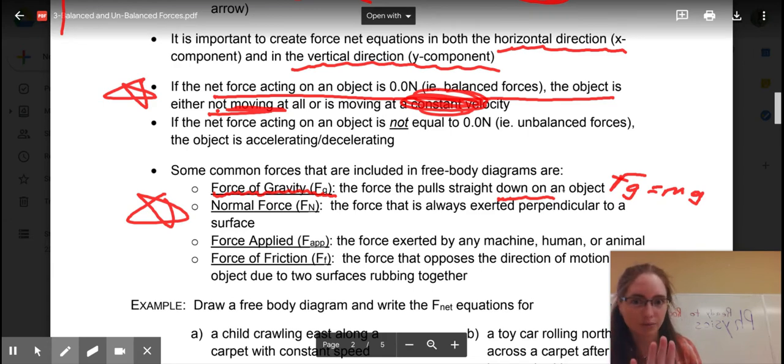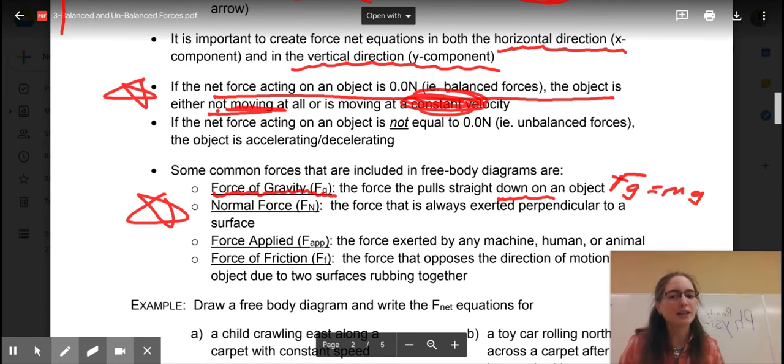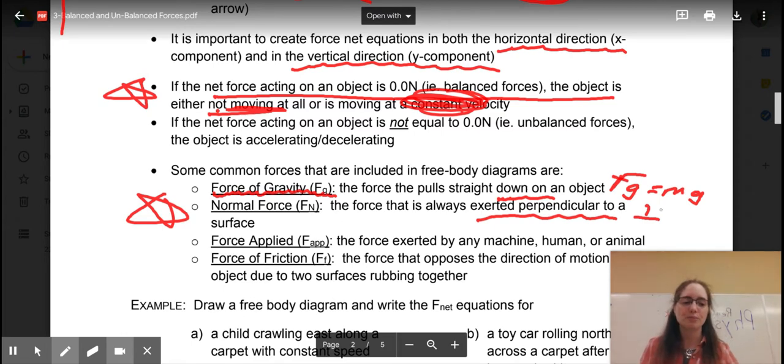Now, normal force. This is a new force, something we haven't talked about yet. This is the force that is acting in opposition to gravity. It's the force that is exerted perpendicular to your force of gravity, perpendicular to the surface. So this is going to be when you push down on a table.